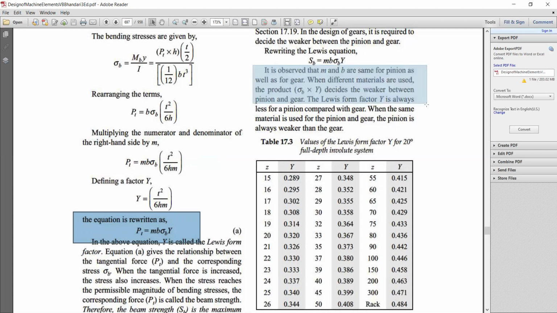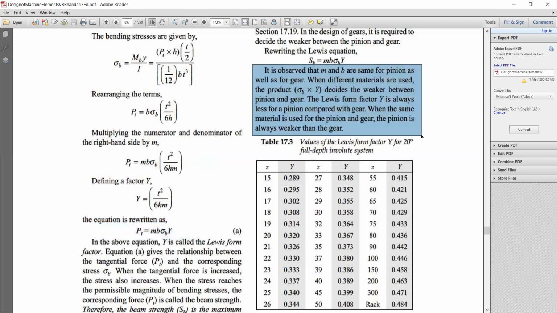Okay, you can just look here. It is observed that the product of sigma b into y decides the weaker between pinion and gear. The Lewis form factor is less for pinion as compared to the gear when the same material is used for pinion and gear. And always consider pinion is the weaker element in the pair of pinion and gear.